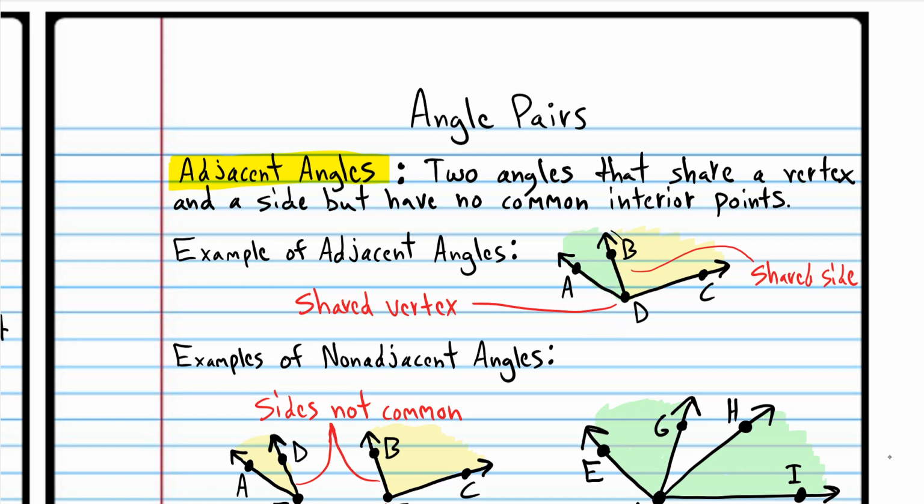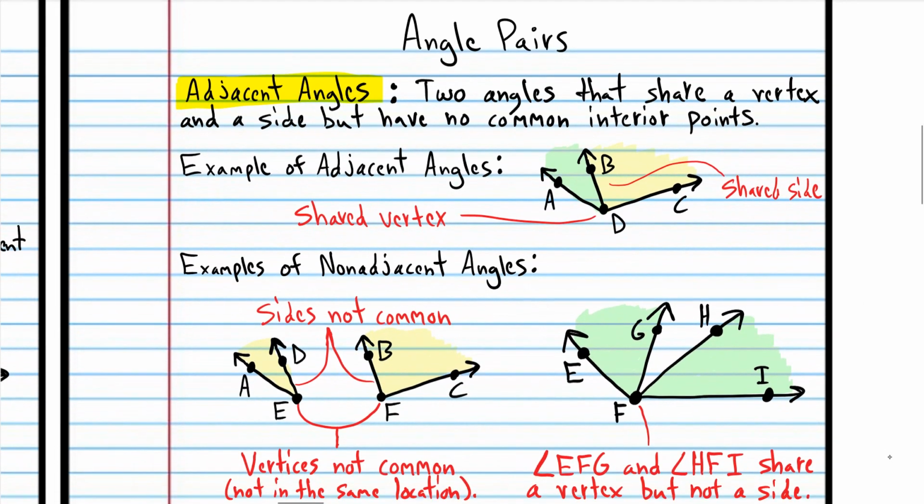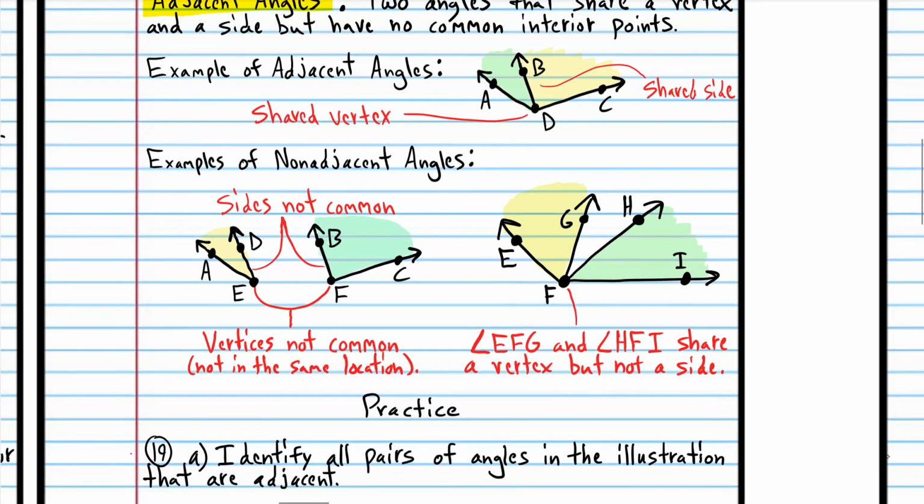And they also share a side. Ray DB is a side that they share. Those are called adjacent angles. You need those two characteristics in order to be classified as adjacent angles. So here's some examples of non-adjacent angles. These two angles are non-adjacent because they don't share a common vertex. This angle has E as its vertex, and this angle has F as its vertex. They're different points. And they don't share a common side either.